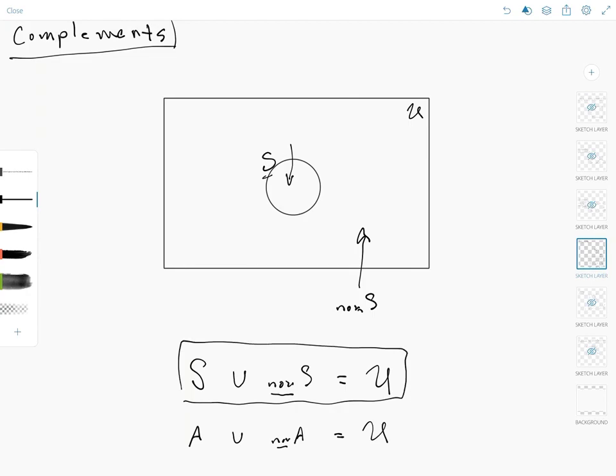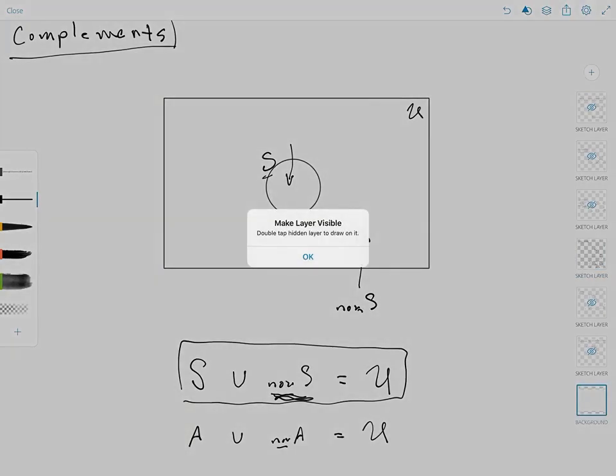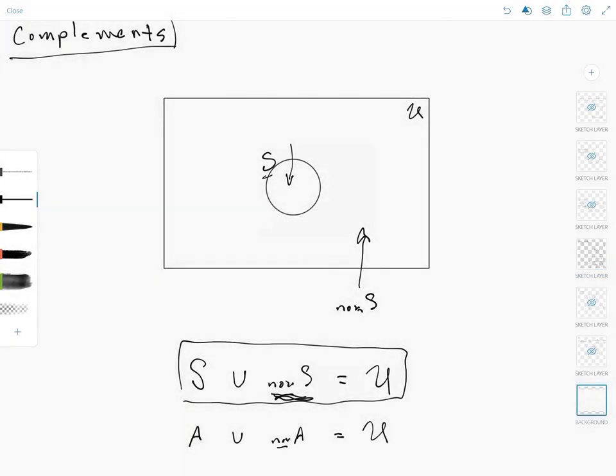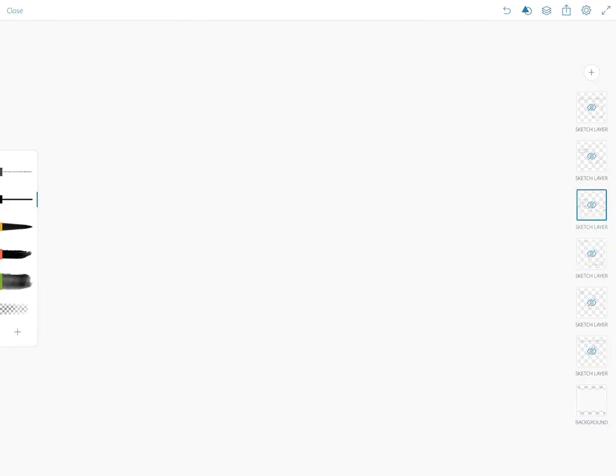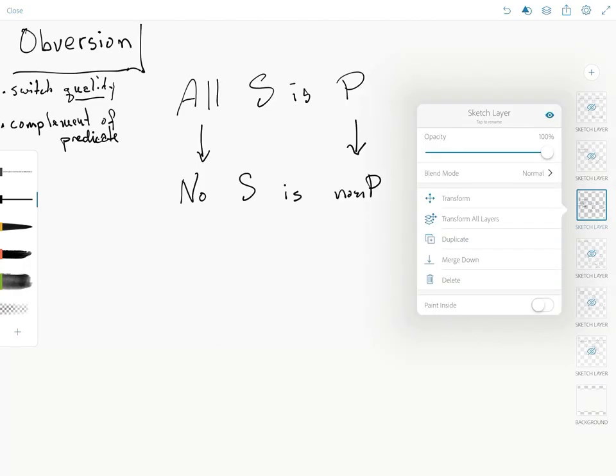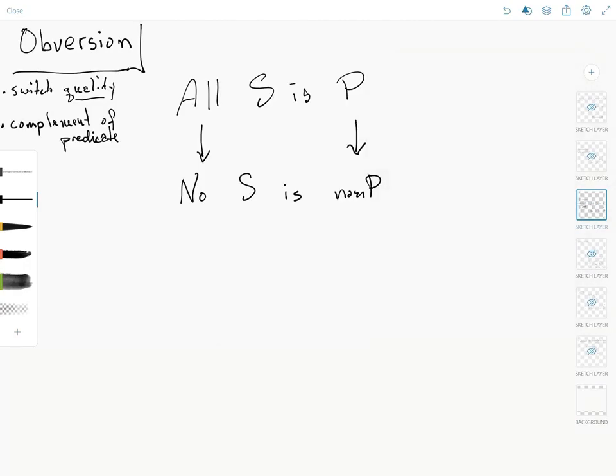So we have a set or a category or a term. We have its complement, which we signify by attaching the operator non on the front of it. And the union of these two complementary sets is everything there is. Okay, excellent. Now let's go back to this, and we'll look at the mechanical transformation obversion.